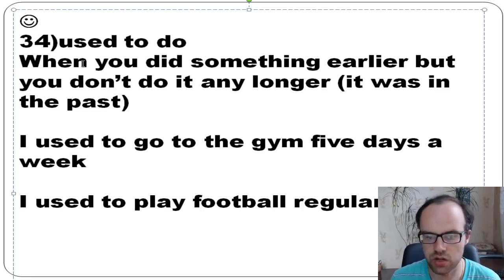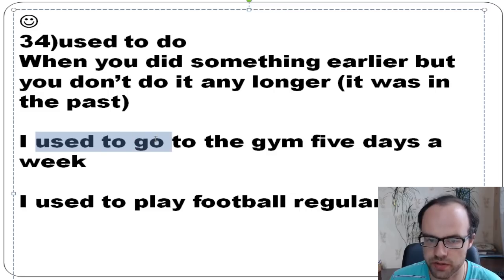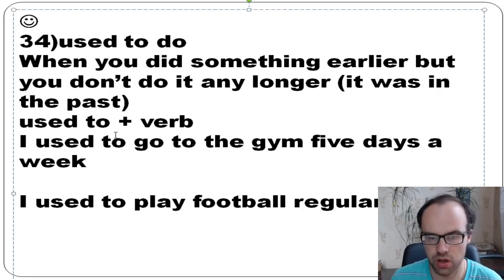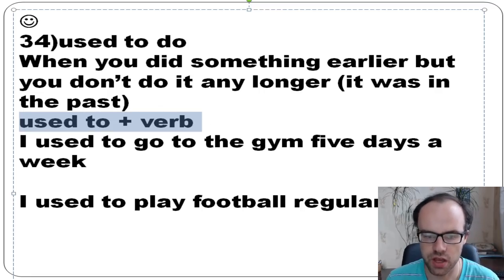So look, I used to go to the gym 5 days a week. Used to plus verb. I used to go to the gym 5 days a week. It means it's in the past, so you went to the gym 5 days a week, but you don't do it.